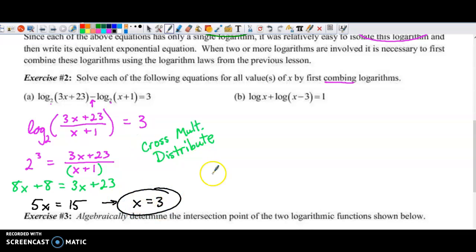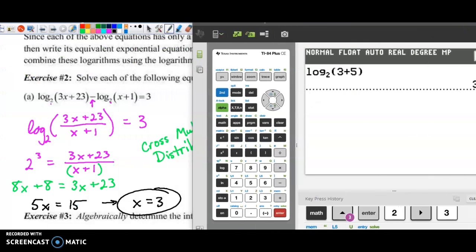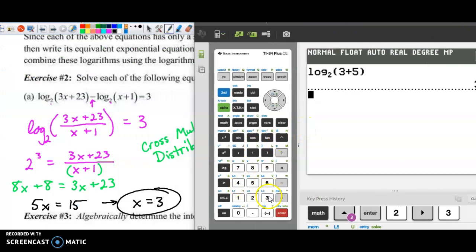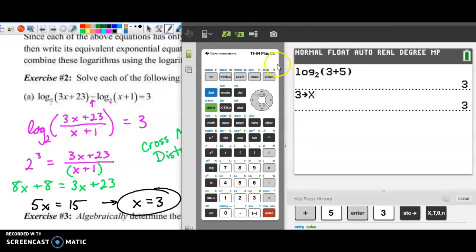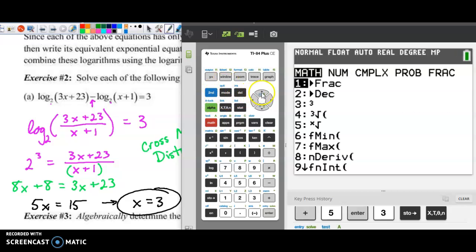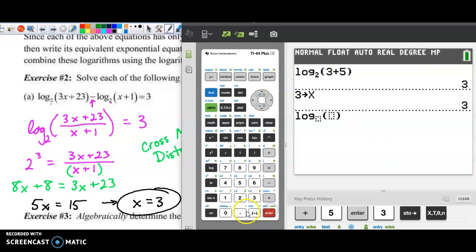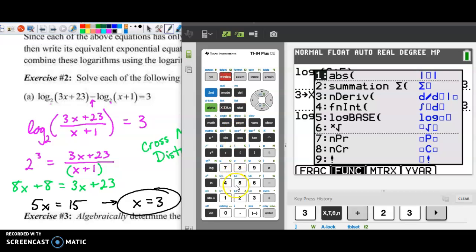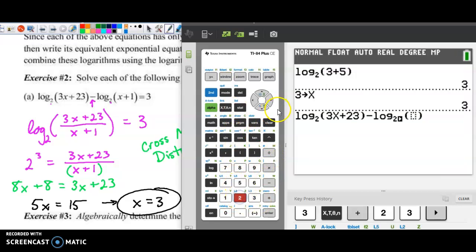And you can check your work. It's just a time-consuming thing. You might even store. We've talked about the store command, 3 in for x. Can't see that. And then just type it in. Whoops. I can do it this way. Log base 2 of, now that x is 3, and then minus, and remember if you hit alpha window and hit 5, you can do that log base a little bit faster, of x plus 1, and it gave me the correct answer I wanted, which is 3.